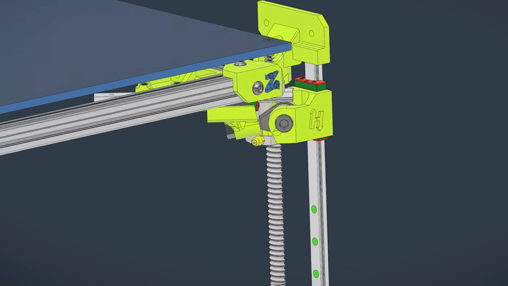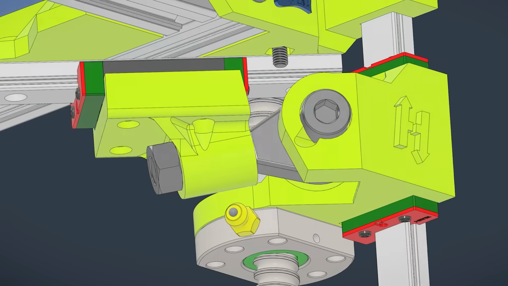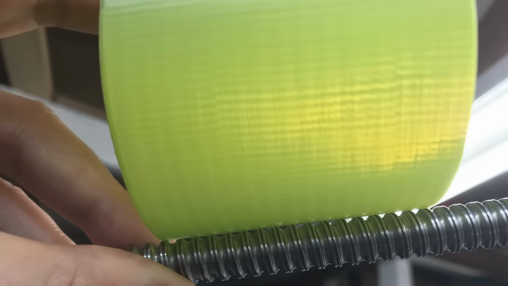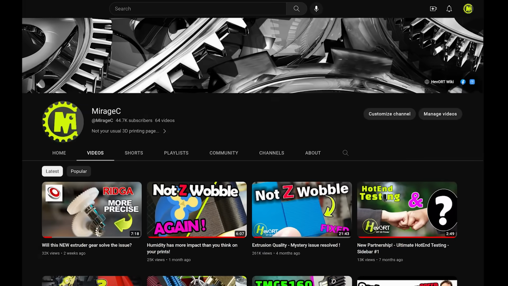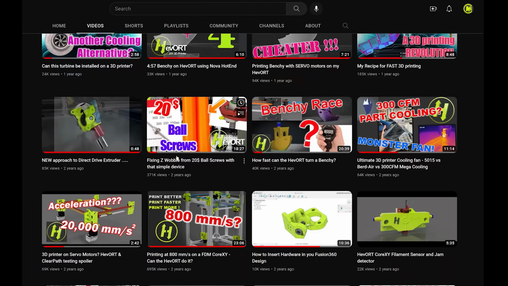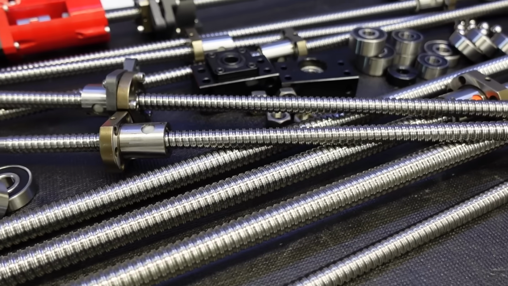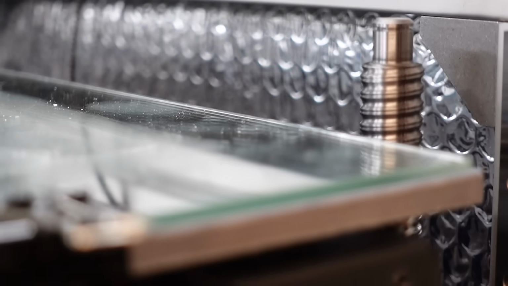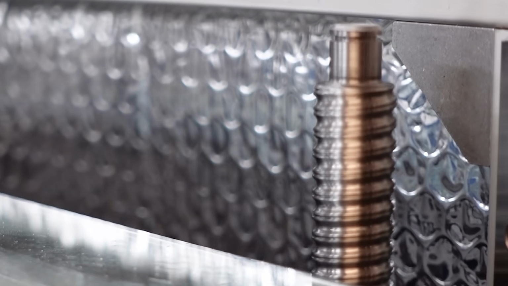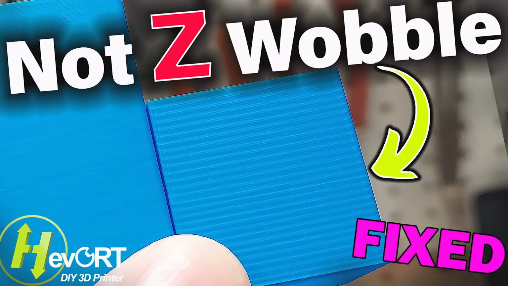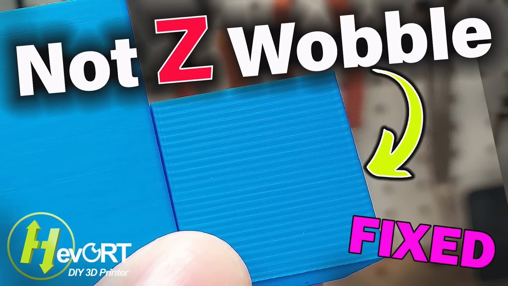After designing the HevORT Triple Z system using ball screws, I was facing a massive amount of Z-wobbling. As explained in a video I did 2 years ago, ball screws are very rigid components, and they will force your printer's Z-axis to follow their radial runout. And as you know, it does not take much to create surface artifacts on your print.